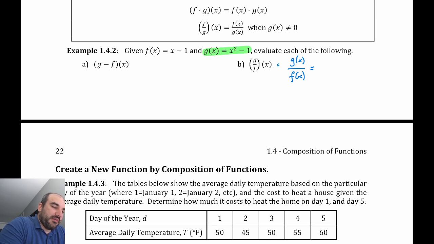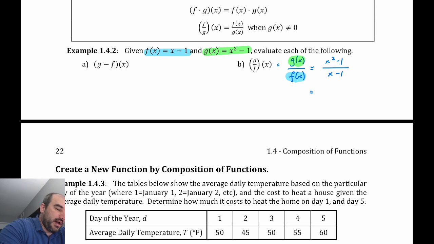We have our g of x and we have our f of x. So we're going to take those and we're going to substitute for each respectively. So g of x in the numerator is x squared minus 1. In the denominator we have an x minus 1. You should recognize one of these functions as a quadratic, a factorable quadratic. The numerator here is the x squared minus 1. You should know how to factor this from your algebra courses.